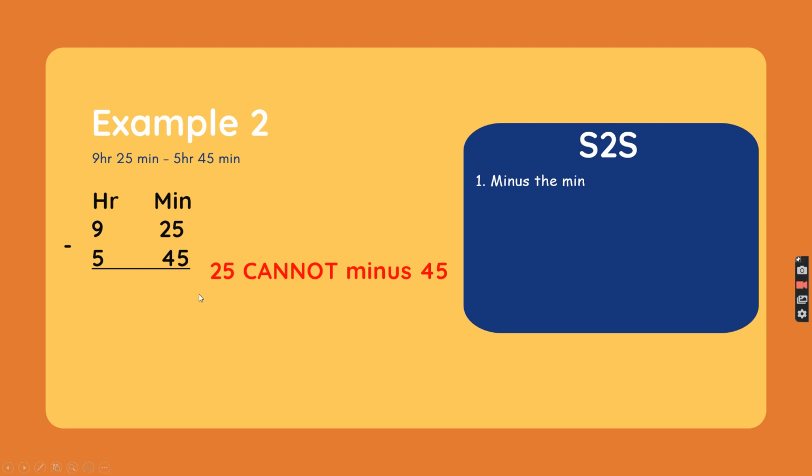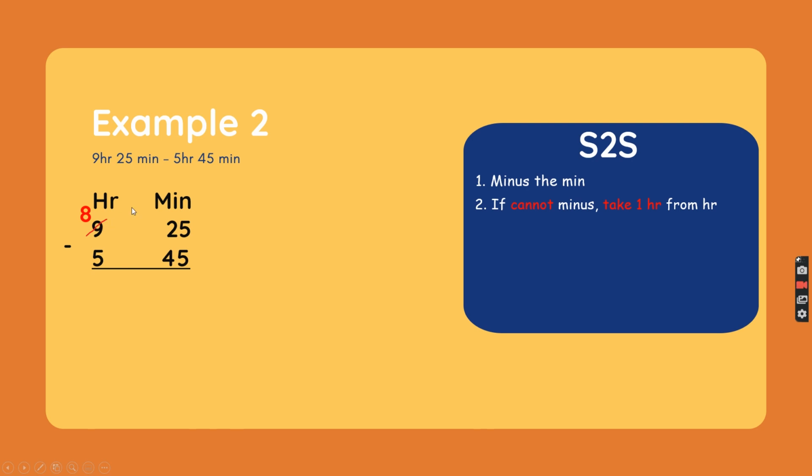25 cannot minus 45 because it's a small number minus a big number. For now, at your level, we cannot do that. So what do we do? It's step 2 here. Step 2 says if it cannot be minus, take 1 hour from the hour. So we're going to take 1 hour from the hour column right here. From 9, we take 1. So 9 becomes 8, because we're taking 1 hour here.